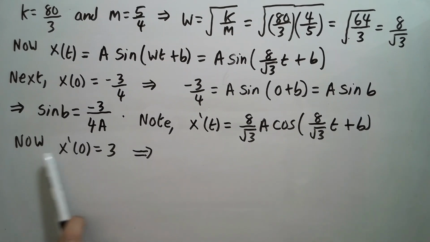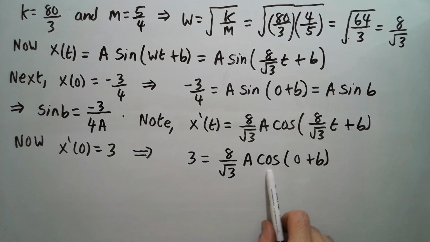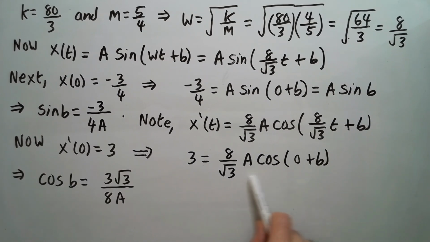Now we'll use our condition that x prime of 0 equals 3. So I'm putting 3 in place of my x prime of t here, and 0 in place of t. So I'd have this. Let's solve this for cosine of b. So we're going to divide by this guy in front. Solving for cosine of b, dividing by this ends up being this here. So cosine of b will be 3 square root of 3 over 8a.